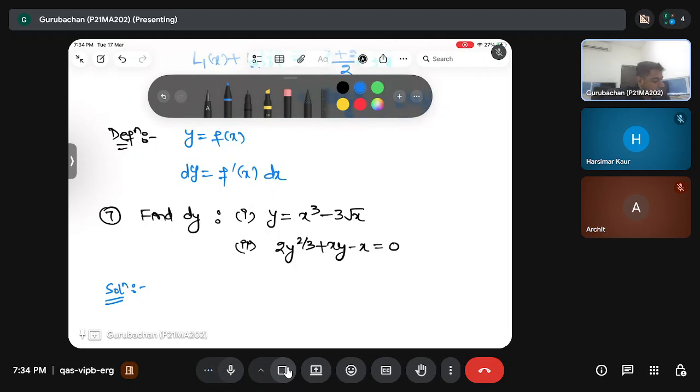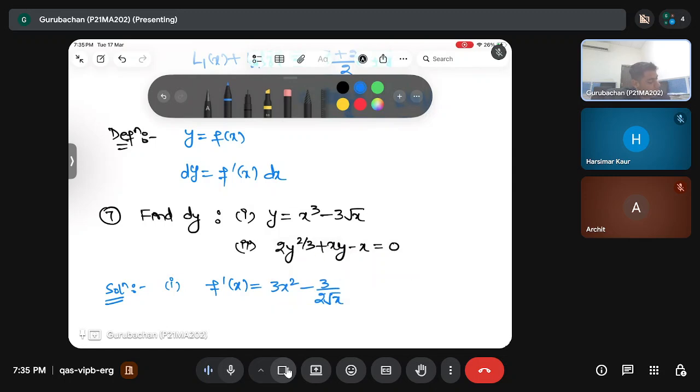So what are the answers? 3x square minus 3 upon 2 root x into dx. And for the second one, 3y power 1 by 3 into 1 minus y upon 4 plus 3x y power 1 by 3 into dx. Okay, let's see. So f dash x in the first question, that is nothing but dy by dx, is 3x square minus 3 by 2 under root x, or we may write it directly like that only.